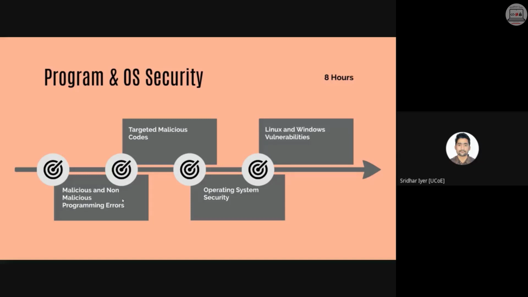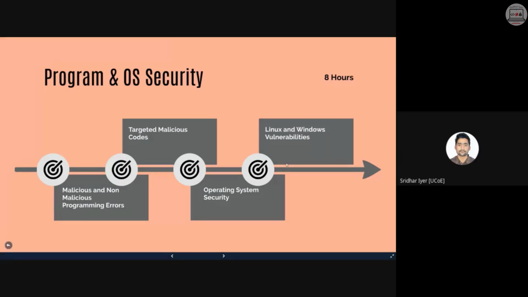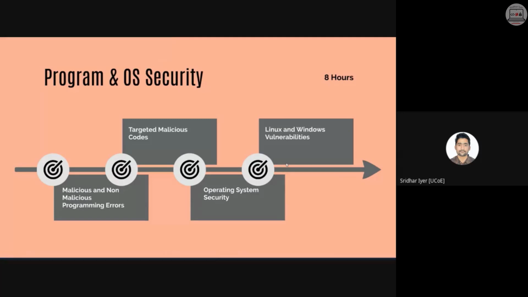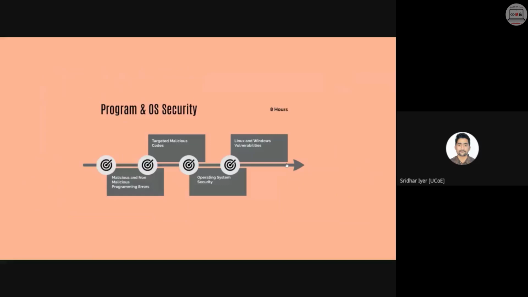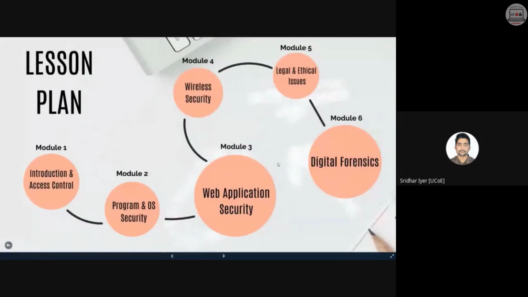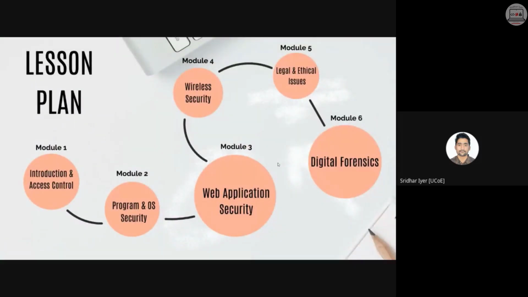So in the last part, we'll learn what are the various Linux as well as Windows vulnerabilities, which are readily targeted by the attackers nowadays. So how to protect against those, we'll learn about that in detail whenever we start this particular module and this topic, which is Linux and Windows vulnerabilities. Okay, next up, kindly let me know if I'm going fast so that I can slow down. Module number 3 is all about web application security.